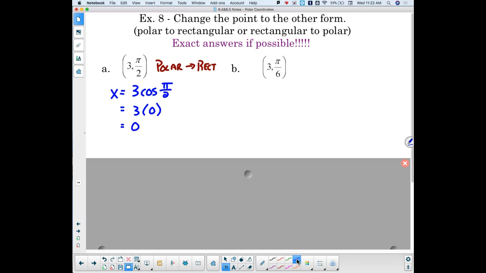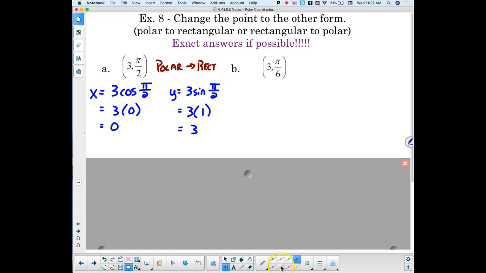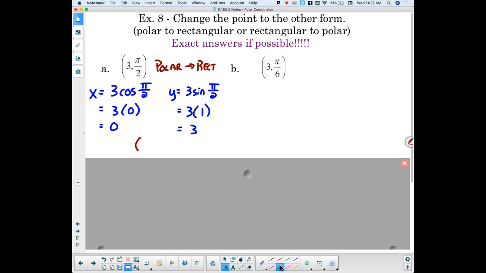Then what? Y is 3 sine pi over 2. What is the sine at pi over 2? So that is 3. So what is my rectangular point here? 0, 3 is my rectangular point. Okay. 0, 3.